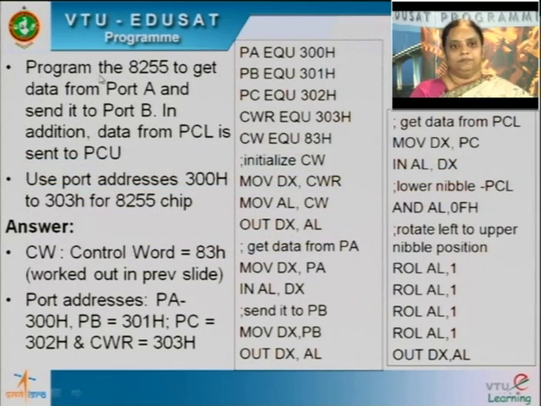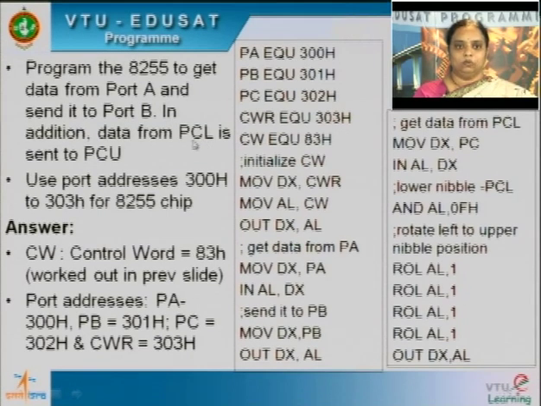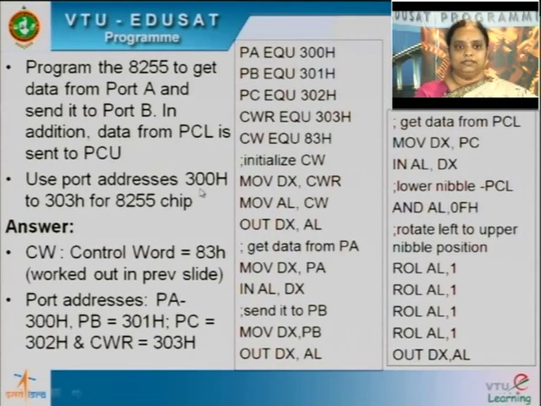A simple program now. Program the 8255 to get data from port A and send it to port B. So get data from port A implies port A is input, and send it to port B implies port B is output port. In addition, the data from PCL, that is port C lower, is sent to PCU. PCL is input and PCU is output. And we also have port addresses from 300 to 303 for the 8255 chip. So port A input, port B output, PC lower input, PC upper output. Apart from this, the base address is 300.